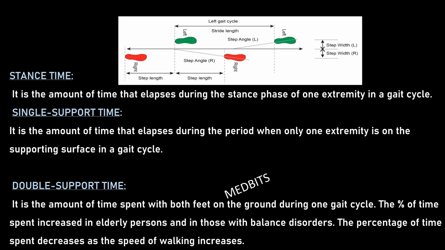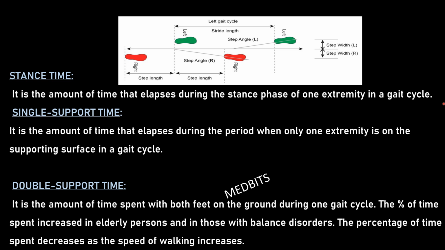Okay. So coming to the first one, stance time. It is the amount of time that elapses during the stance phase of one extremity in a gait cycle. Now consider yourself walking, and the situation where only one of your legs is contacting the ground, and the other leg is preparing for heel strike. It is going to contact the ground any moment. So the amount of time where your leg is there and your other leg is going to strike the ground is the stance time.